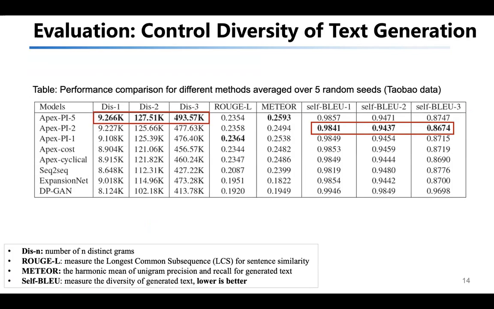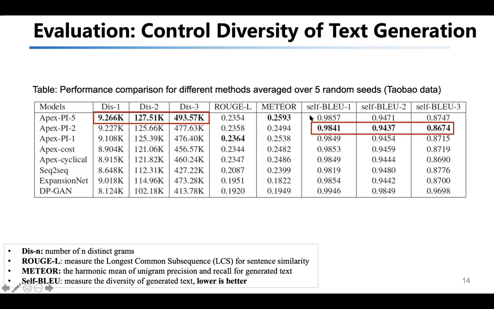And also, we want to illustrate that our method can control the diversity of text generation. For instance, in this table, if we set the desired KL divergence to 5, then we can see APEX PI5 has more distinct n-grams than the other methods, which means it can generate more diverse text data. And also if we set the desired KL divergence to 2, it has a smaller Self-BLEU than the baselines, which means that it can generate more diverse test data.